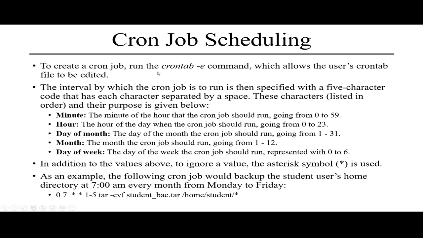To create a cron job, you need to run the crontab -e command. This allows the user's crontab file to be edited. Each user in a Linux system can have a crontab file. The interval for the cron job is specified with a 5-character code, with each character separated by a space. In other words, crontabs are scheduled through special codes that specify the minute, the hour, the day of the month, the month, and the day of the week. You use a numeric code to schedule things.